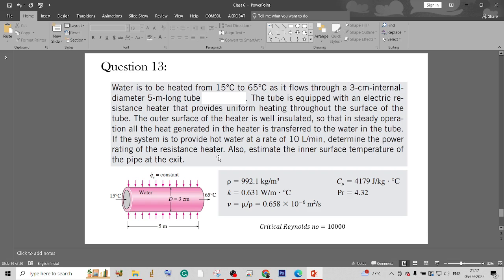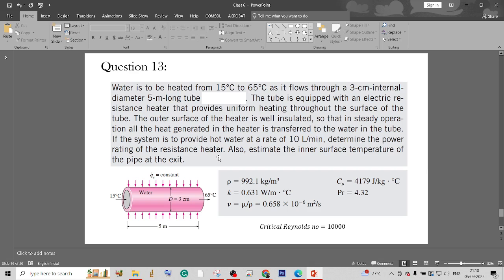It's already said that uniform heat flux is there. See, where it is said that heat, yeah. It is already said that uniform heat flux is there. So if uniform heat flux is there, m Cp delta T we can apply here.